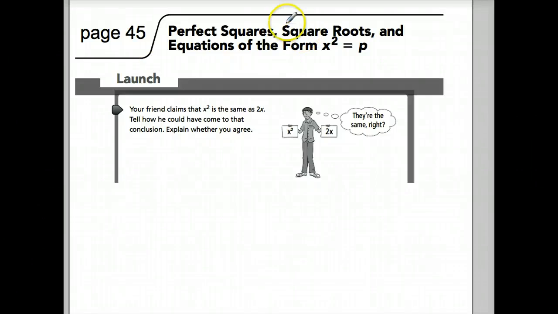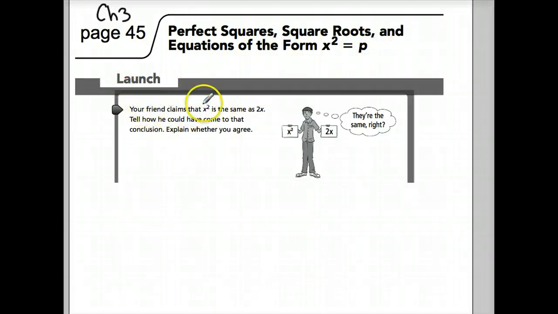Alright, we are starting a new chapter. This is in chapter 3 of Digits. You're on page 45 of your student companion. It's called Perfect Squares, Square Roots, and Equations of the Form x squared equals p. So we're going to do the launch here.